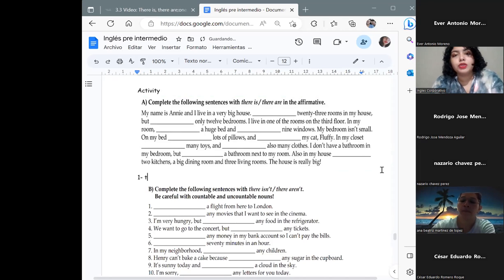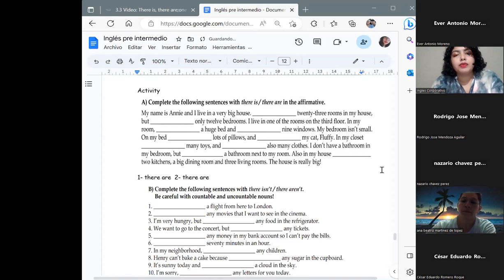Entonces, there are 23 rooms in my house, but only 12 bedrooms. Pero solo 12 habitaciones. Hay 23 cuartos, ¿verdad? Pero solo hay 12 habitaciones. There is, there are? There are, porque estamos hablando de plural, ¿verdad? There are only 12 bedrooms.